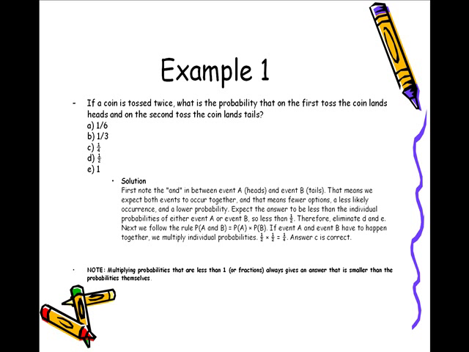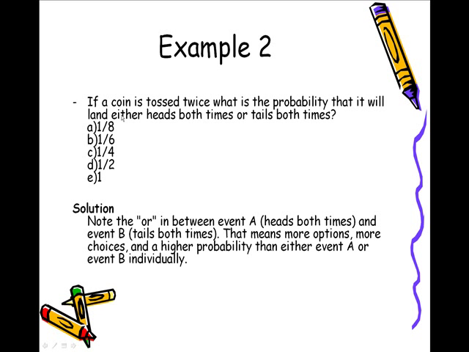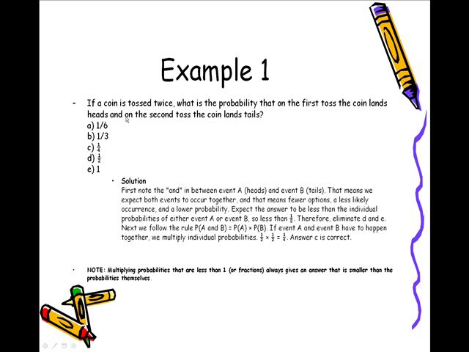So let's look at this example. If a coin is tossed, what is the probability that on the first toss the coin lands heads, and on the second toss the coin lands tails? So I'm dealing with two events here. On the first toss I want heads, and on the second toss I want tails. And as you can see, the question mentions the word "and," so they both are supposed to happen together.